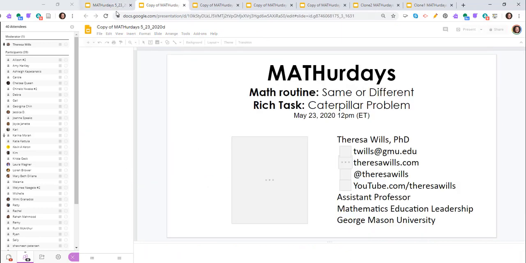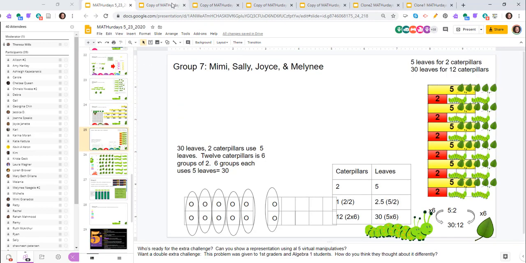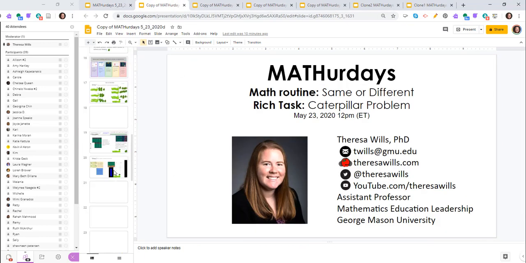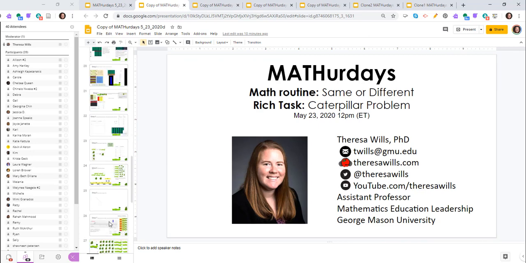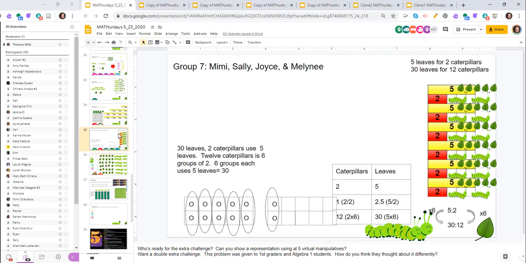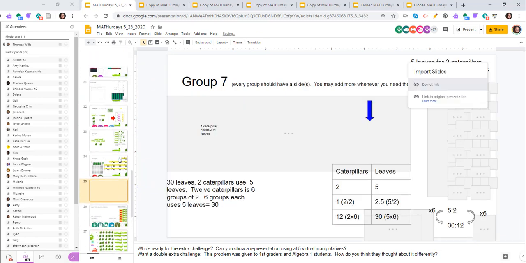Hold on, let me get that back. All right, that's coming back here. And then the next one I wanted to look at while we get that back is group 2 did something like this. So let's go and see what group 2 did. There you go. I put that one back in.